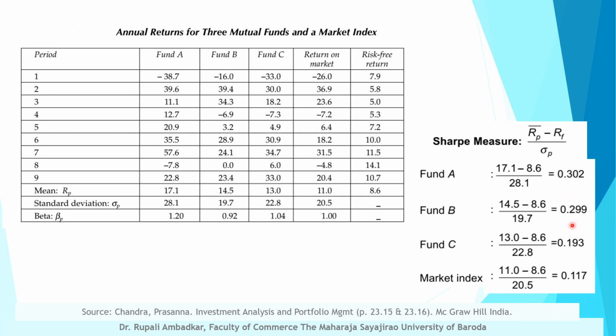We can compare it with other funds as well as the market. If we compare it with other funds, we can see that Fund A can be ranked number 1 on the basis of the Sharpe measure. If we are comparing it with the market index, which can be said to be the benchmark index, we can say that Fund A has outperformed the market.